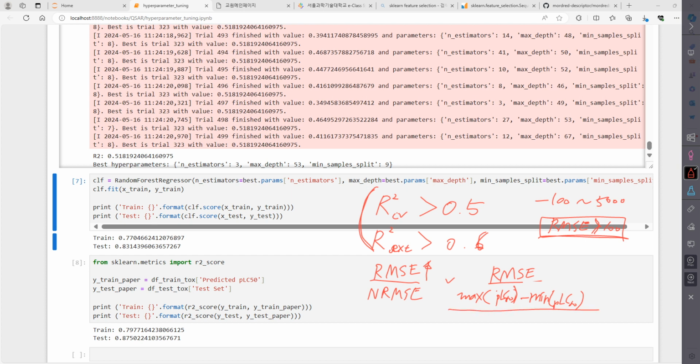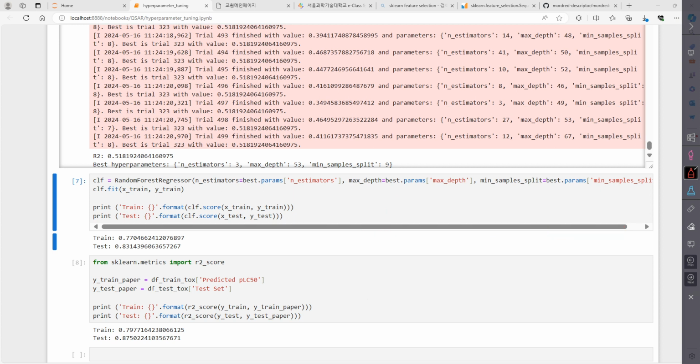So if RMSE divided by the range of endpoints is lower than 10%, we consider that this model is highly accurate. So even though R square doesn't meet this criteria, if normalized RMSE is lower than 10, then, so I should multiply by 100, in that case the model can still be useful.